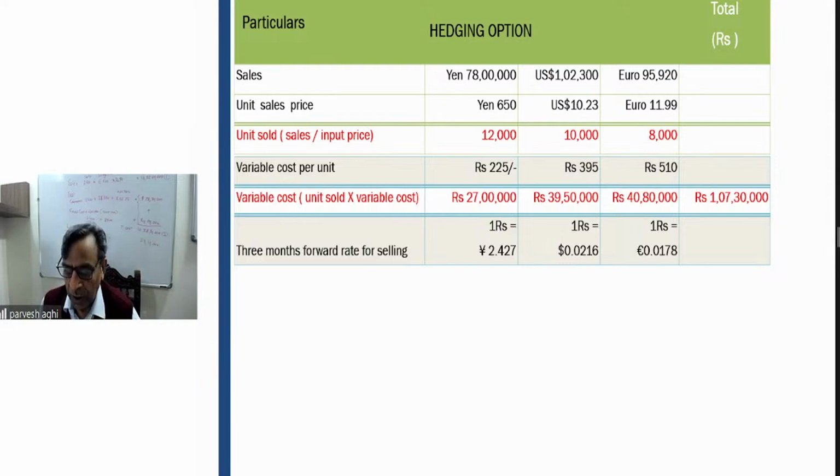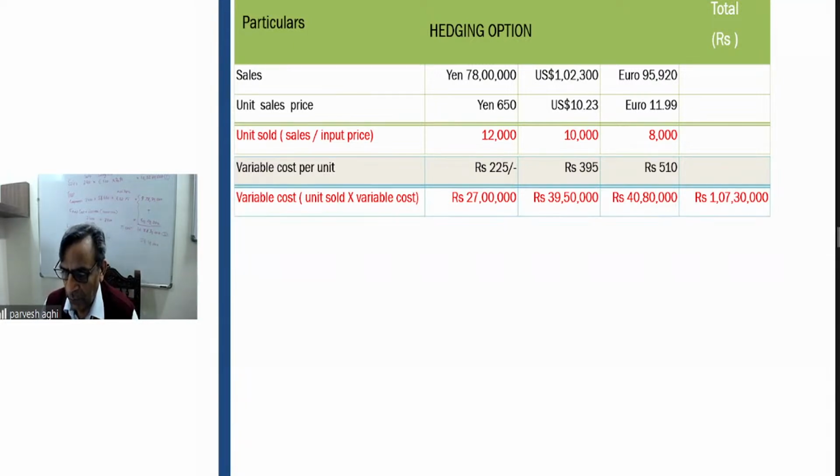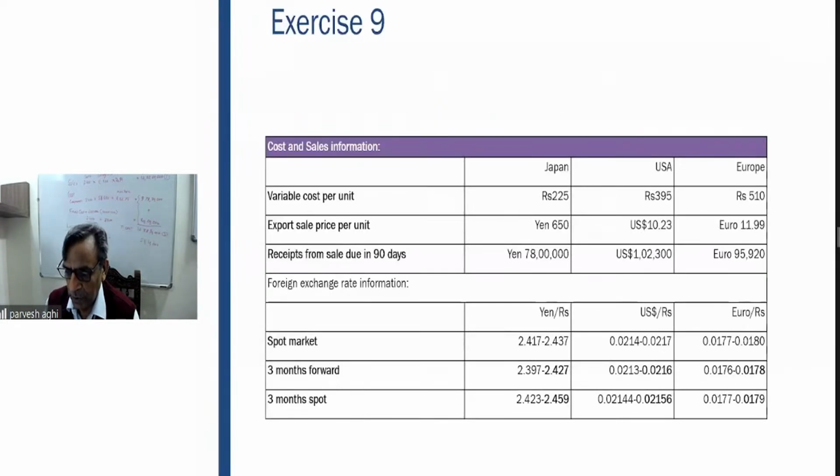Then we know that these rates are given. 3 months forward rate. Now we are thinking about hedging. So we'll look at the 3 months forward rate first. Okay. So we know that 1 rupee is equal to 2.427. Okay. Let's go back and see the rates there. The rate was given here. 1 yen rate, 3 months forward rate is 2.397. I'm just putting my pointing finger here. 2.397. This was the bid rate and this was the ask rate. Okay. Now he's going to sell.